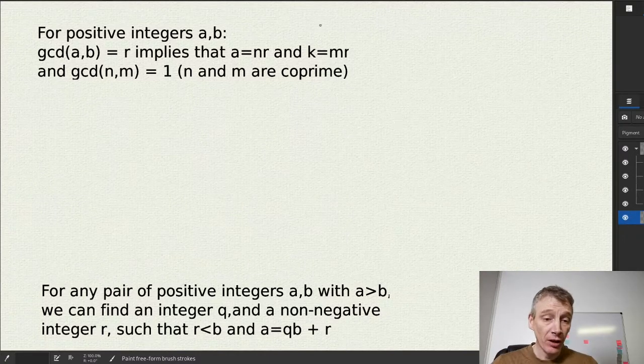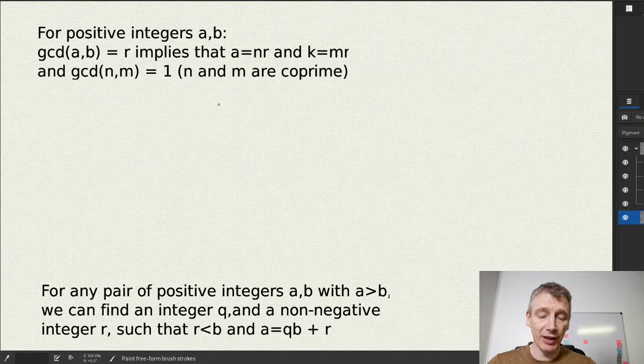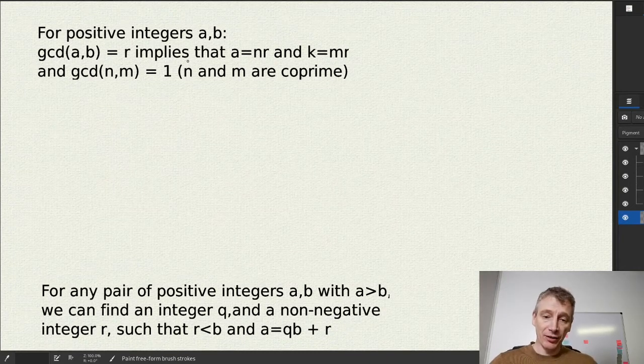Okay. So starting with definitions, for positive integers a and b, the greatest common denominator of a and b equals r, which implies that a is equal to n times r, b is equal to m times r, and the greatest common denominator of n and m is 1.